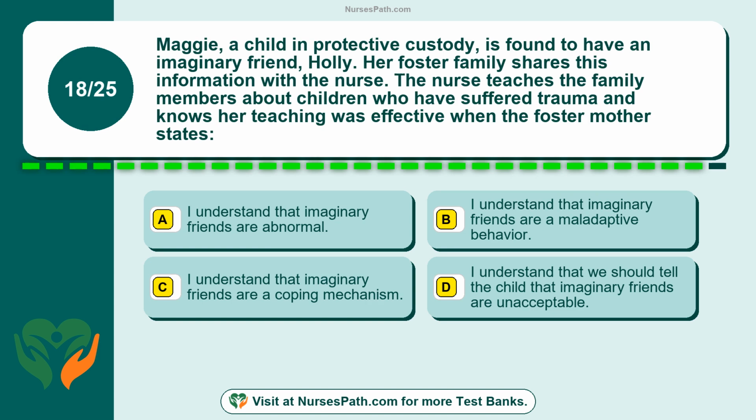Question 18. Maggie, a child in protective custody, is found to have an imaginary friend, Holly. Her foster family shares this information with the nurse. The nurse teaches the family members about children who have suffered trauma and knows her teaching was effective when the foster mother states: Option A. I understand that imaginary friends are abnormal. Option B. I understand that imaginary friends are a maladaptive behavior. Option C. I understand that imaginary friends are a coping mechanism. Option D. I understand that we should tell the child that imaginary friends are unacceptable.